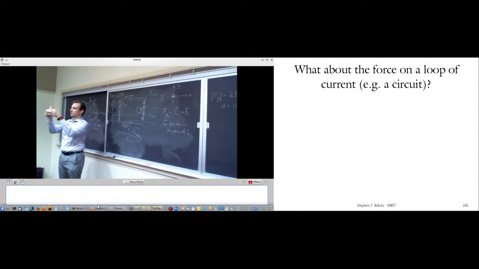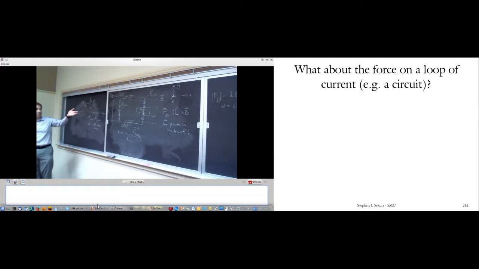And similarly, on this loop of current, and you could make one of these by taking copper wire and bending it very sharply, and then hooking it together with a little battery at one end, and then you could actually make a little loop like this.